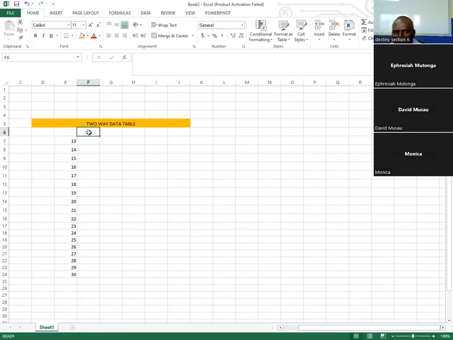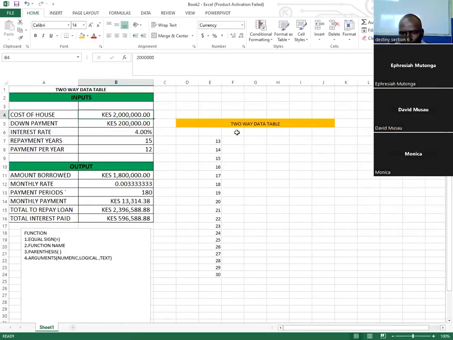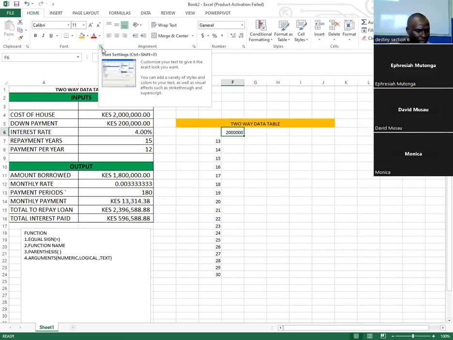And then now we'll have to select our what? So this is the row, the column input. We need now to have the row input because this is a two variable data table. So here what I will do, my first number is this one, it is 2 million. So if someone has borrowed 2 million.